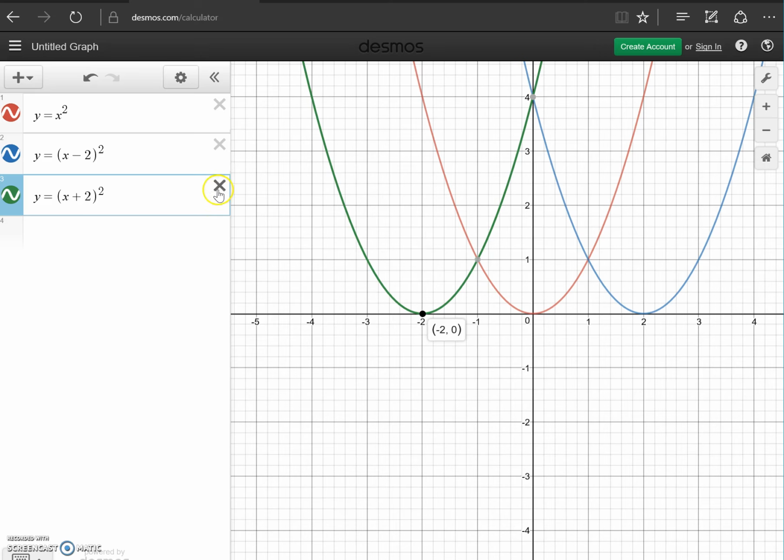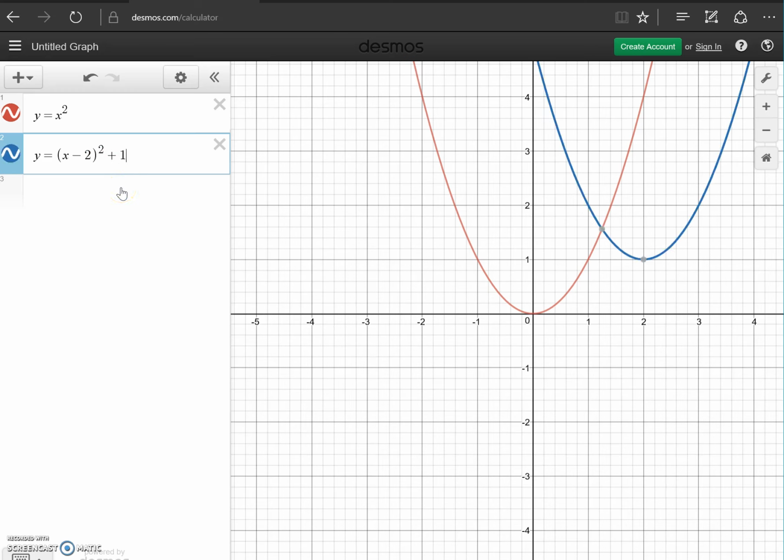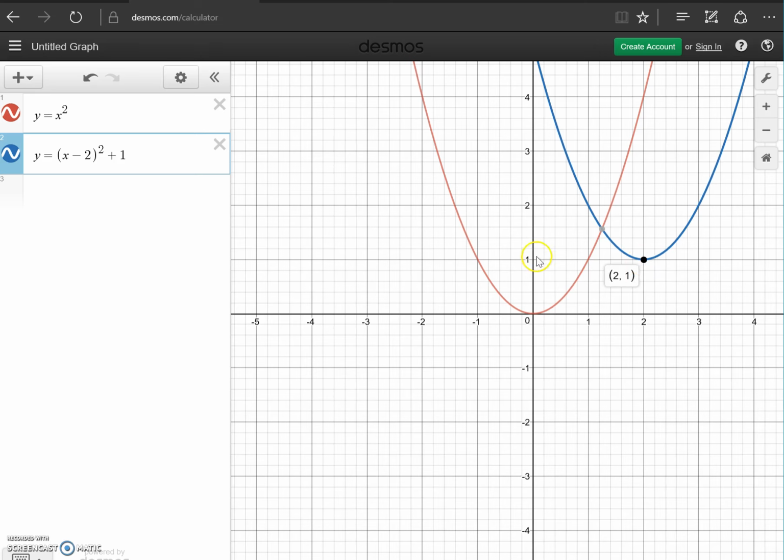Now, let's see if we can play with this graph some more and add some other things to it. So I'm going to leave the x squared there. Now, what if I add a number on the outside of these parentheses? So I put a plus sign here. And so what if I add the number 1? The second I put a plus 1, notice that that graph now shifted 1 unit up.